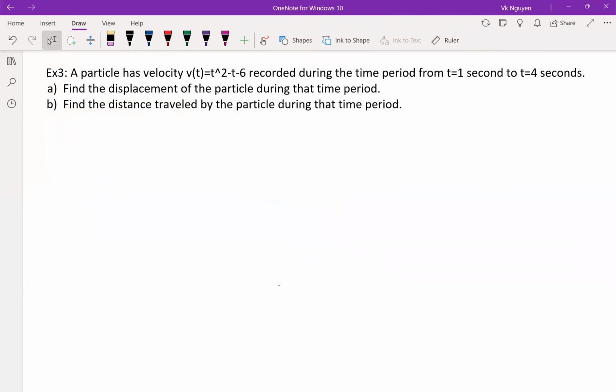Example 3: a particle had velocity v(t) equal to t squared minus t minus 6 recorded during the time period from t equals 1 second to t equals 4 seconds. A, find the displacement of the particle during the time period. B, find the distance traveled by the particle during that time period. Okay, now let's sketch a graph of this one here. And then we take a look at the graph.